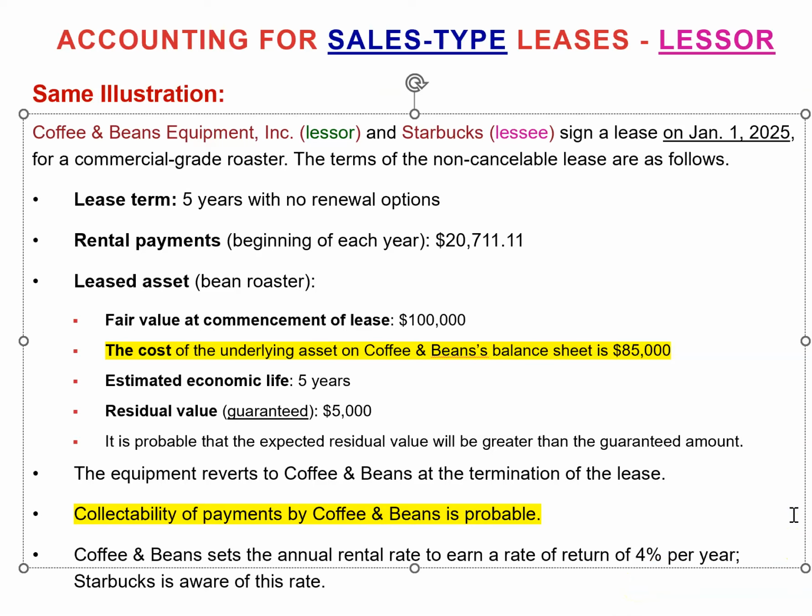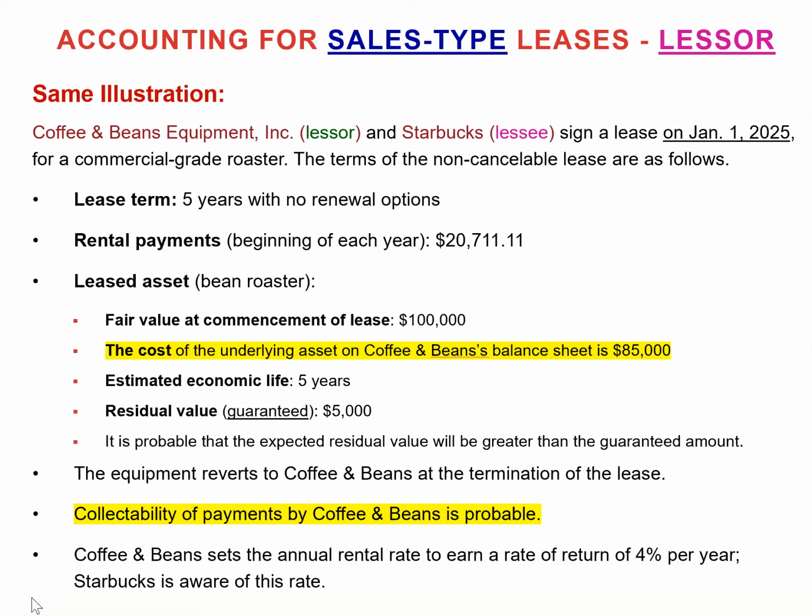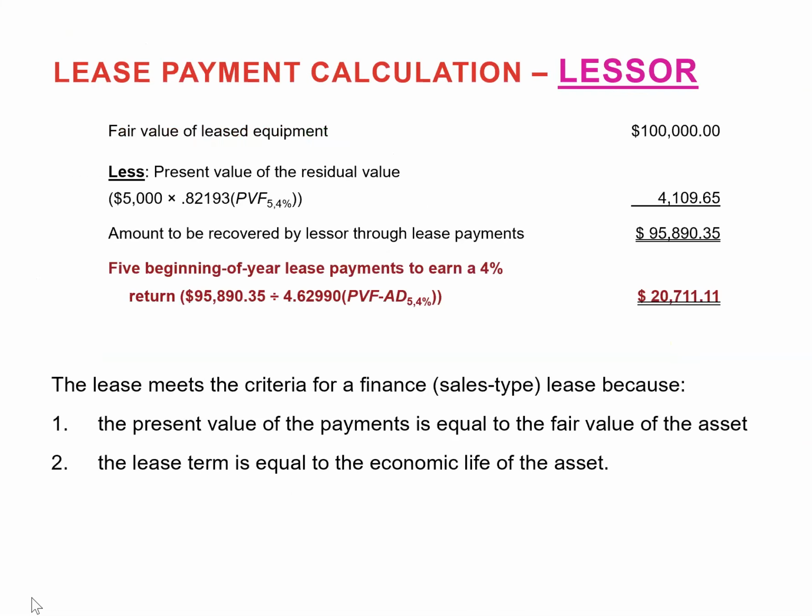Now let's see how these journal entries and financial statements because of this sales type lease will look like on the lessor's books. So now when the lessor determines what will be the lease installment, the lessor will consider the total fair value of these lease assets, and then the lessor subtracts the present value of the residual amount that they will get at the end of the lease term.